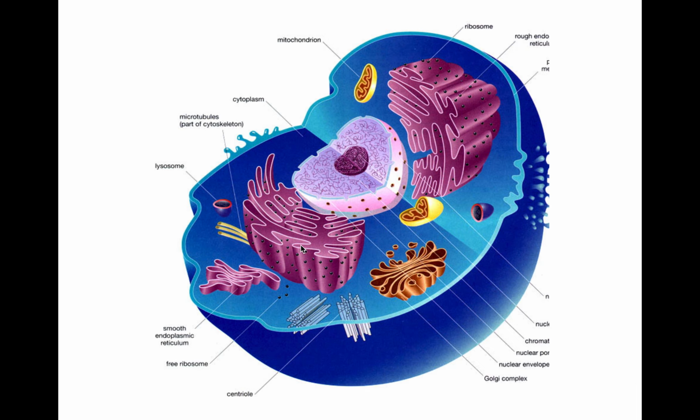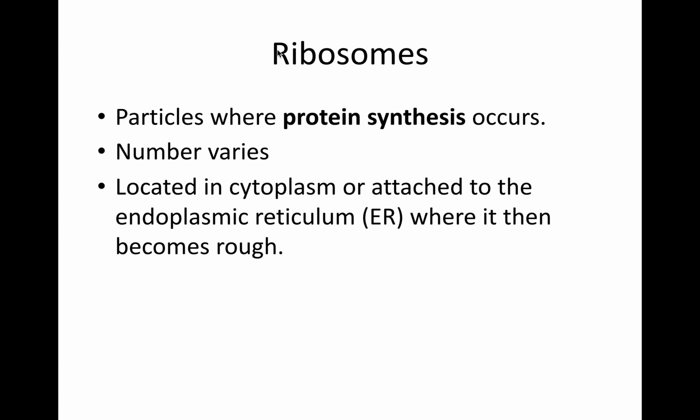All right, so one more portion of this, then we're going to do section 5 and be finished for the day. So ribosomes. Ribosomes are particles. They're not membrane-bound organelles. They're particles where protein synthesis occurs. You can find ribosomes in eukaryotic cells and prokaryotic cells. The number of ribosomes that you might have in a cell varies.